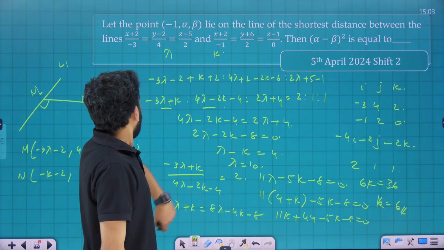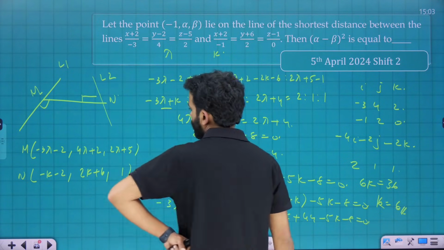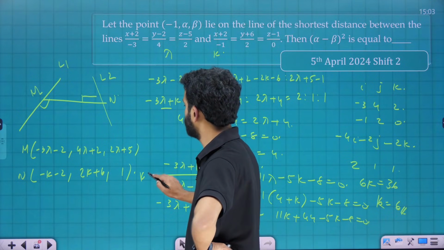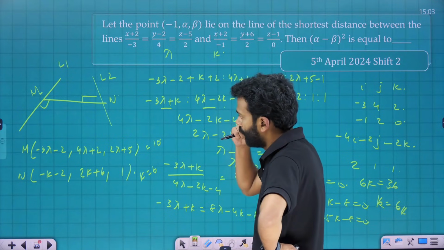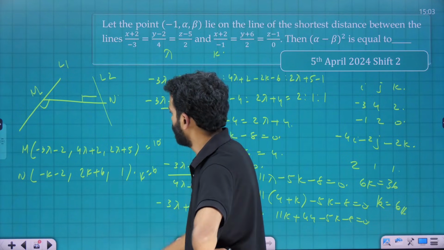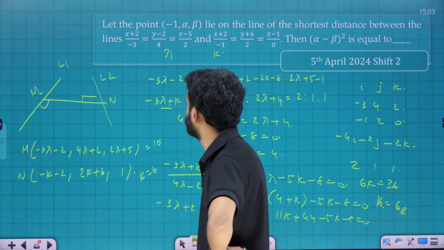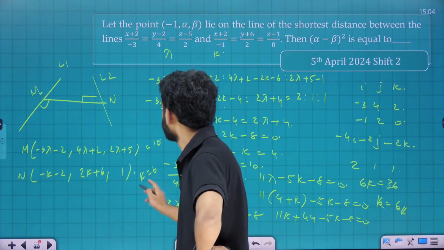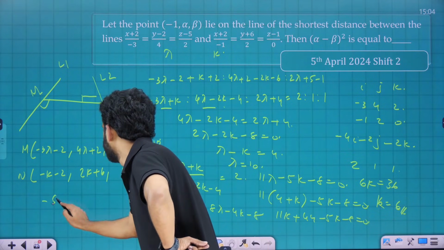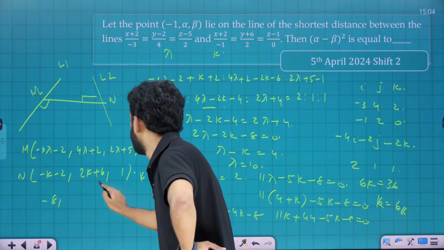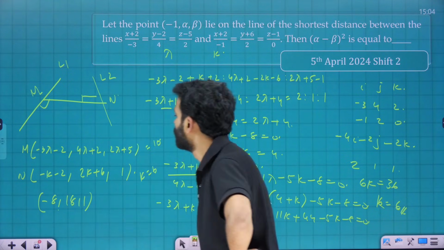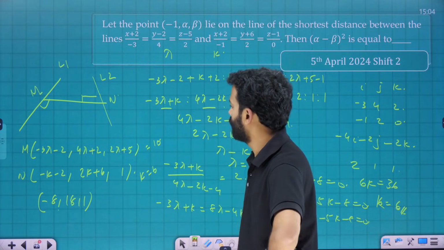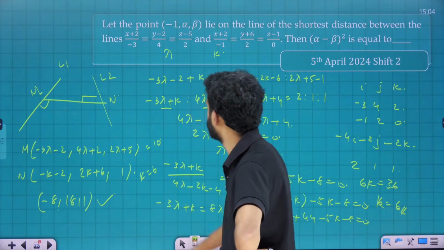10. Okay, we can substitute that here. K is equal to 6 and lambda is equal to what? 10. Okay. I think we need only one point here. This will be enough. That is minus 8. 12 plus 6 is what? 18 and 1. Okay. So minus 8, 18, 1 is the point through which the line passes.